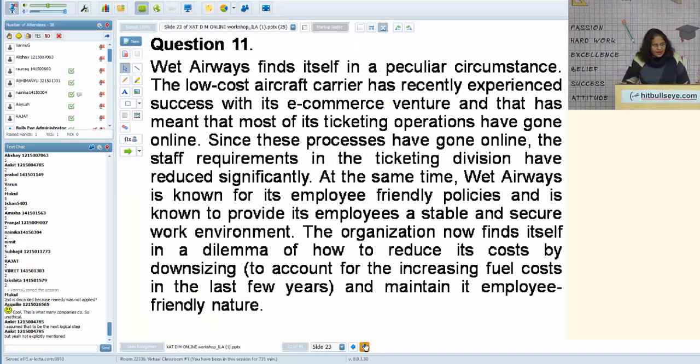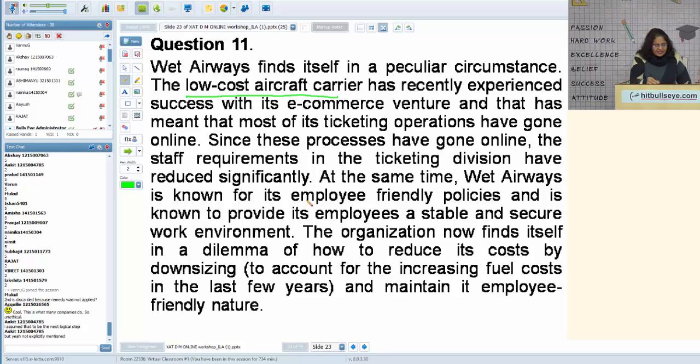Let's move on to the next one. So this is about the Wet Airways, and the circumstances are peculiar. It's a low-cost aircraft. Guys, very important. We know all the important aspects that have to be taken into account. Again and again, I'm repeating this because this will only help. This is the only thing which is going to help you in choosing the correct options. The option you choose has to address each and every important aspect.